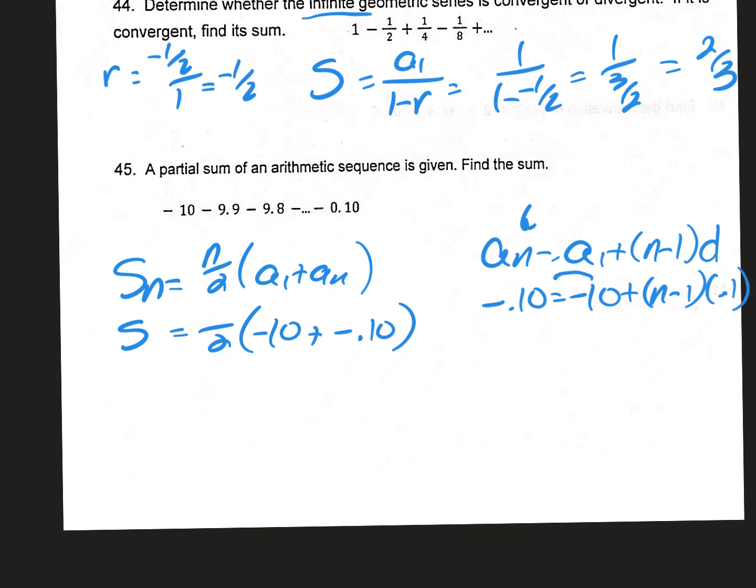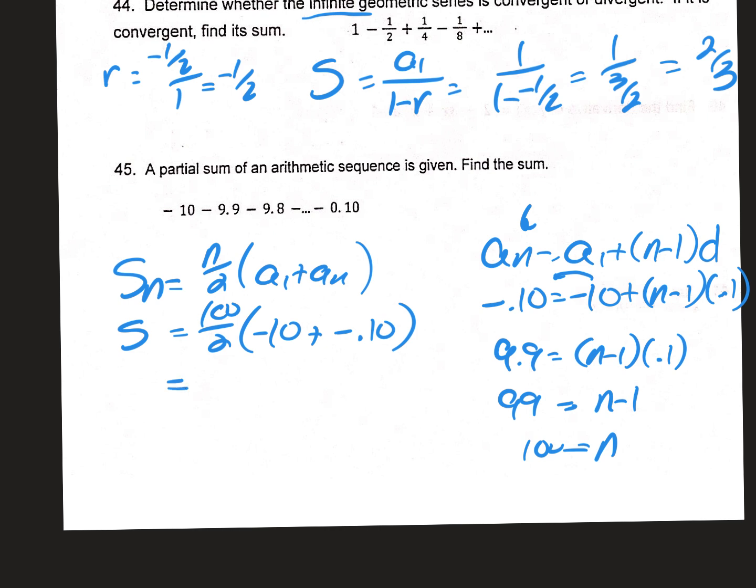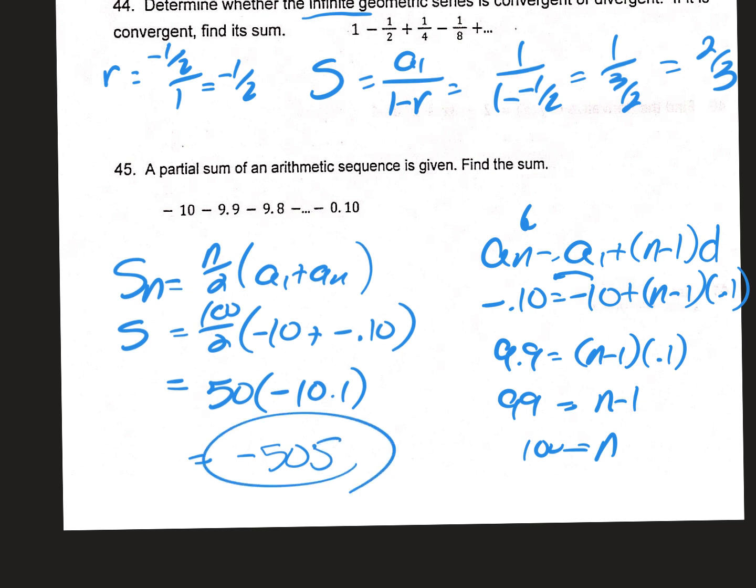So I'm going to take the -10 to the other side, which would give me 9.9. And over here I have n minus 1 times 0.1. So I'm going to divide both sides by 0.1, which gives me 99. Move the 1 over, it's 100. So that's 100 terms, believe it or not, in there. So I'm going to work that out real quick on my calculator. It's really 50 times -10.1. Punch that in real quick. And I'm getting -505 as long as everything's good with my phone calculators and stuff. I got my good one.